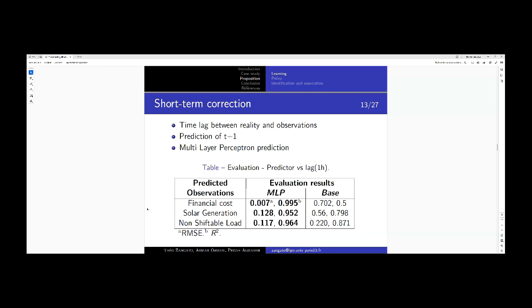So we have to make this correction, so that the agent is able to anticipate the shift in time of use tariffs. So we use an MLP for the prediction, because we know that from one time step to another, there is a quasi-linear dependence between the values.